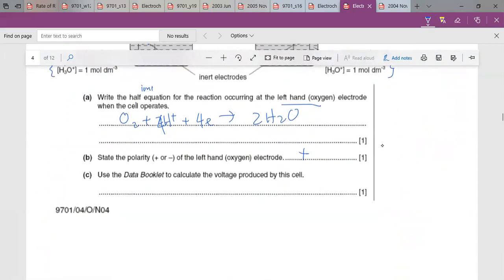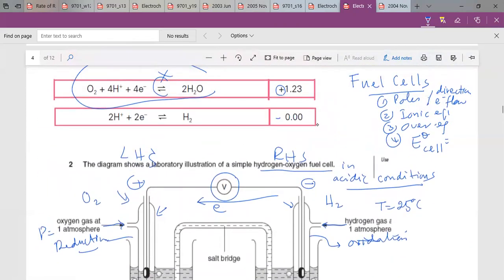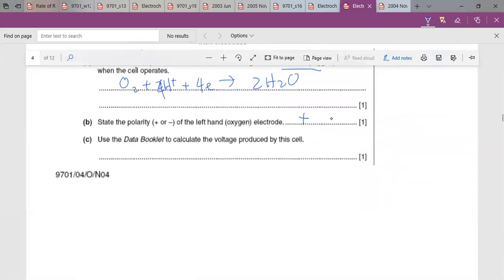Use the data booklet to calculate the voltage of this cell. So simple. You can just use this one now. If it asks you for the overall equation, you can just put E cell equals E reduction minus E oxidation. Very simple. Reduction is this one, 0. So use the original: plus 1.23 minus 0 gives plus 1.23 volts.